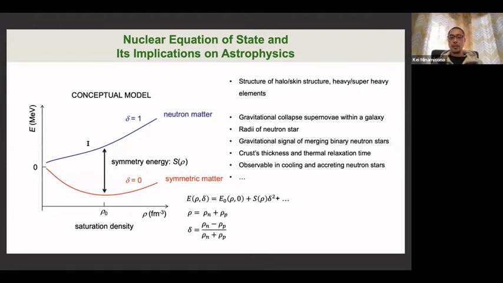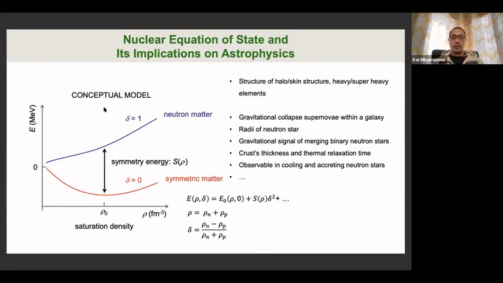Obviously, understanding the neutron equation of state is very important for understanding the structure of the skin or halo nuclei, and also for having some predictability of the structure of heavy or even superheavy elements. At the same time, understanding the neutron equation of state is very important for understanding astrophysical observables. For example, it is important for understanding the signal from gravitational waves, and also for deducing the radii of neutron stars.